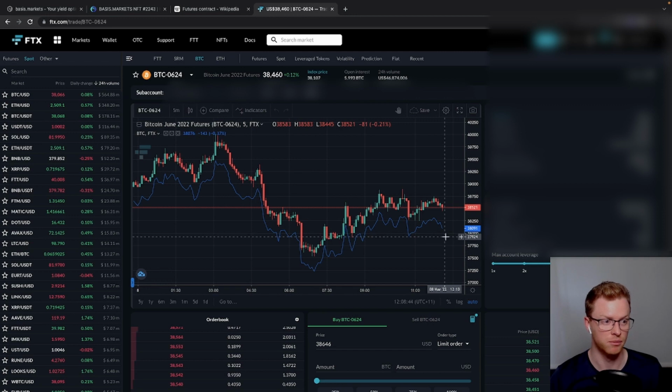The underlying, being the spot price, is trading at 38,091, or 38,121 now. And the futures contract for June is trading in what's called contango, where the futures price is higher than the current spot price. That's a natural phenomenon of markets. So that futures product is trading at a $400 premium to the spot price right now.